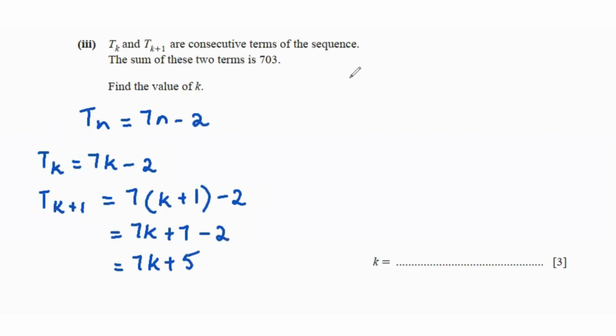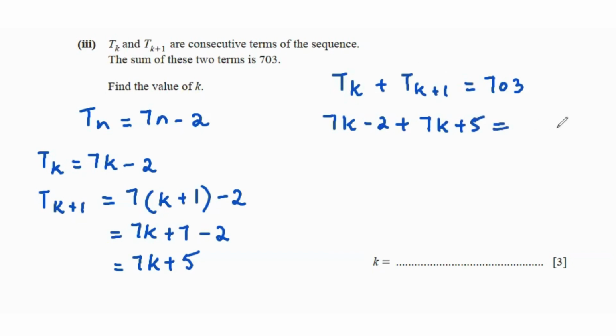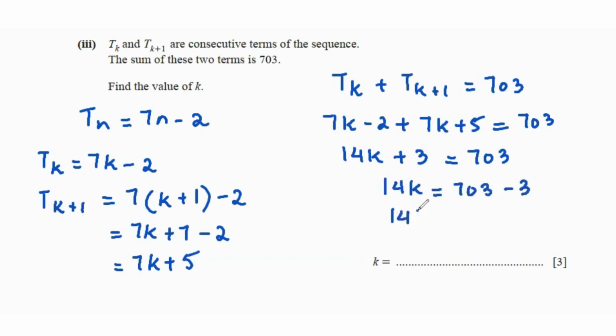Since the sum of these two, tk plus tk plus 1, equals 703, we're going to do 7k minus 2 plus 7k plus 5 equals 703. That's going to be 14k plus 3 equals 703. 14k equals 703 minus 3, which is 700. So k is going to be 700 divided by 14, and that is going to equal 50.